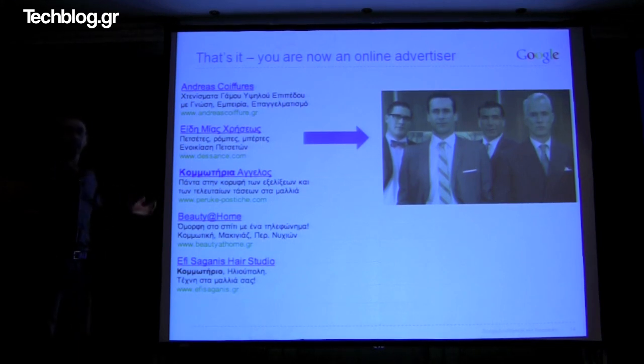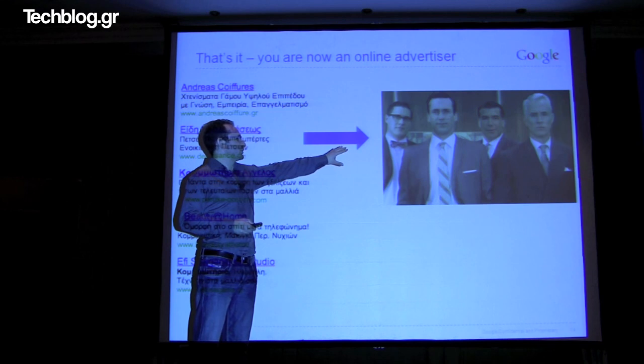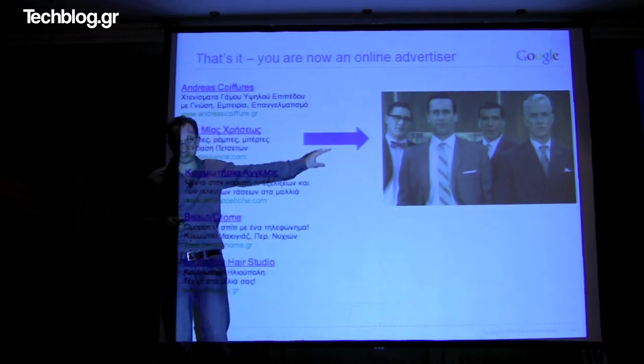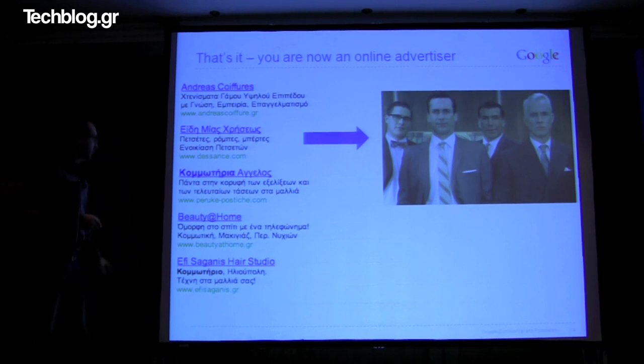And that's it. Those are 6 steps to AdWords. Now you're an online advertiser. I'm not sure if you're familiar with this screen. This is a screenshot of Mad Men, which is a TV show in the United States, which is all about the advertising industry. But the point I'm making here is, all these advertisers here, these are ads for hairdressers in Athens, I think. They've all gone through those 6 easy steps, and they're now all online advertisers.